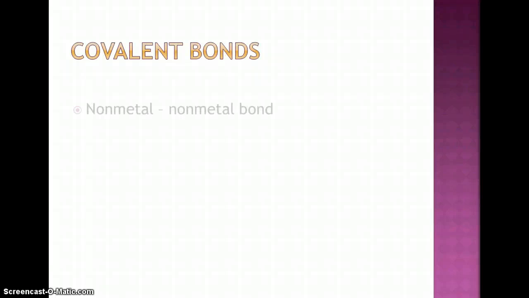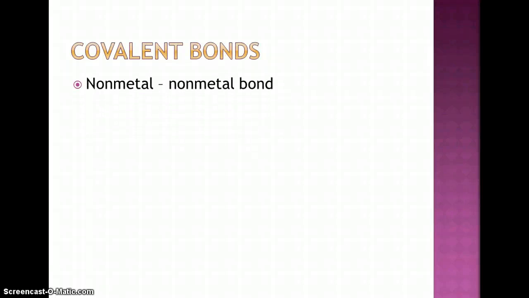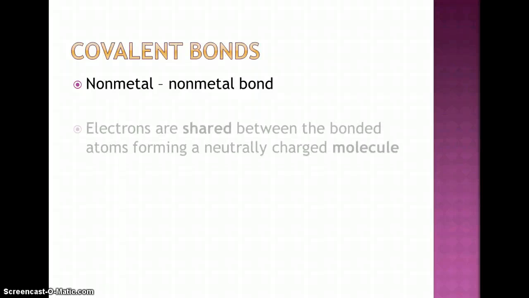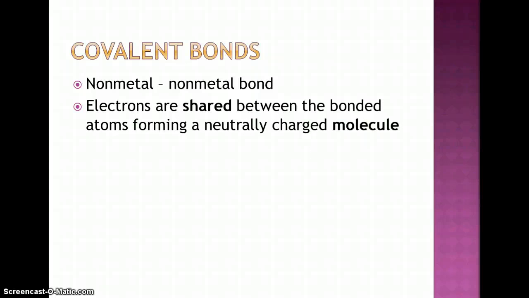Last kind of bond then is a covalent bond. So just reviewing, a nonmetal with a nonmetal bonded together is our covalent bond. The difference between an ionic and a covalent: covalent is going to have electrons that are shared between the atoms that are bonded. And again, we're going to form a neutral molecule. But in this case, because we are making covalent bonds, we call them molecules.